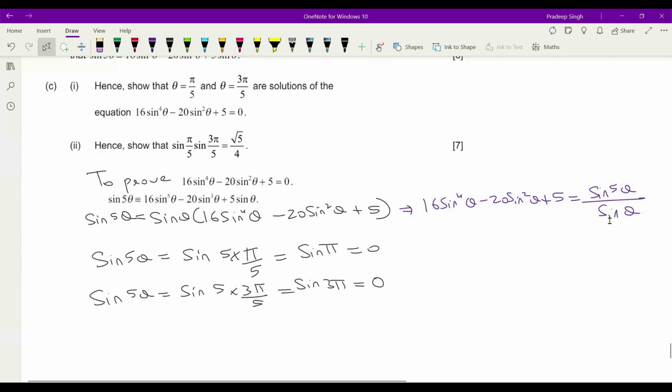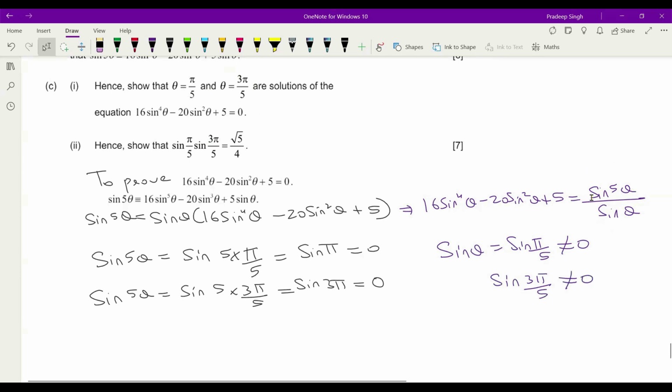Now we need to be very careful that we have a sine theta in the denominator, and the denominator can never be 0. Hence, we have to be careful that sine theta should not be equal to 0 at the two values which are given in the question. So let's see. If we write sine theta when theta is pi by 5, sine pi by 5 is definitely not 0. Similarly, sine 3 pi by 5 is definitely not 0.